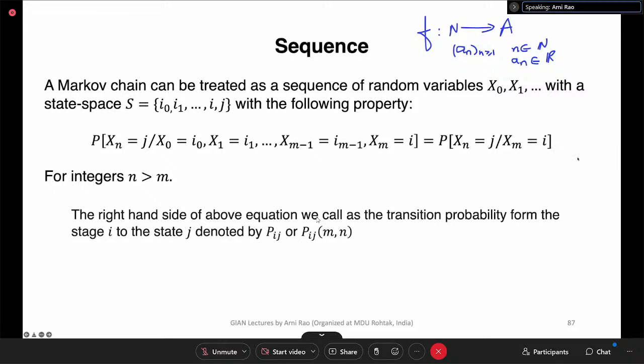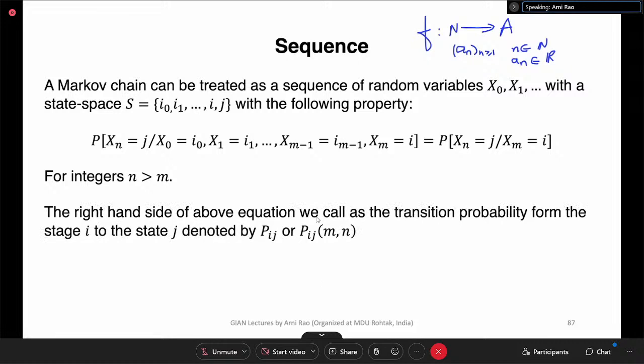That's what I'm saying: the mth time step to the nth time step. The jump from m to n, the time steps, is the transition from i to j. This is written as Pij, m comma n, or just Pij, the same notation as yesterday. So, a sequence of random variables.